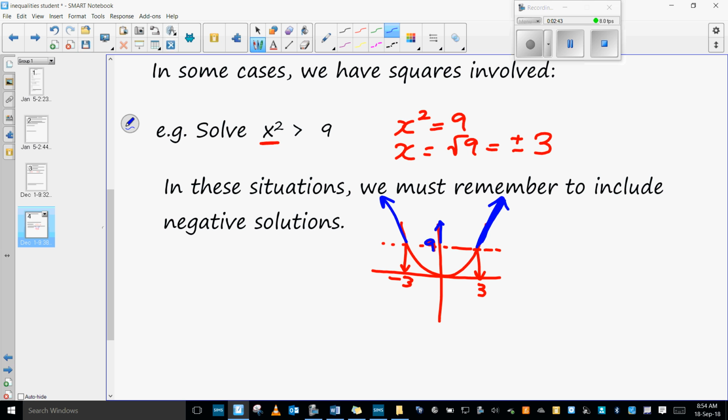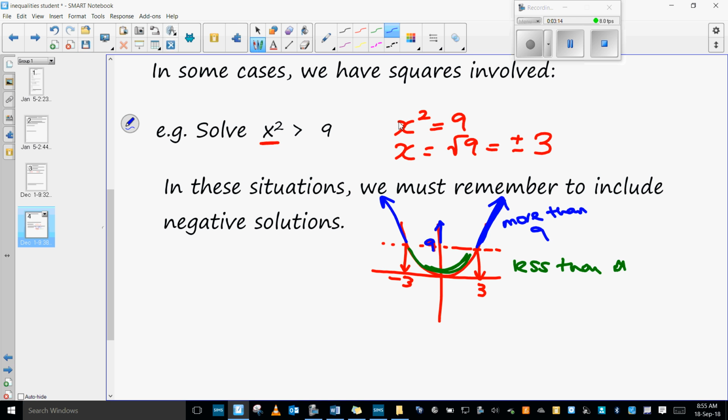All of these parts of the graph would be less than 9. So if I was talking about less than 9, I would be talking about green. Less than 9 is green. More than 9 is blue. So our question says greater than 9, so now we need to look at the x values that are satisfying that.